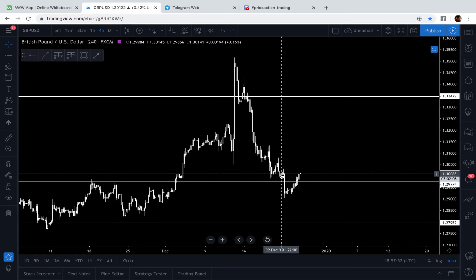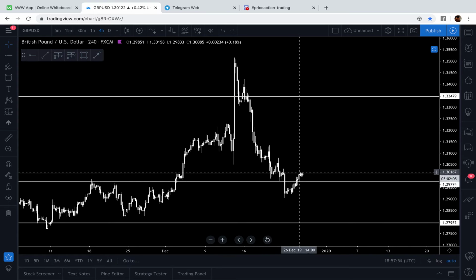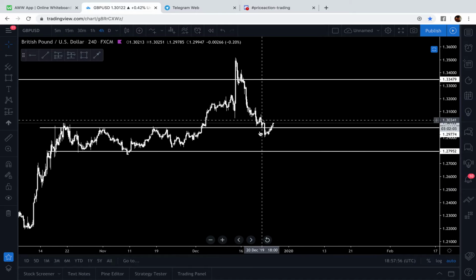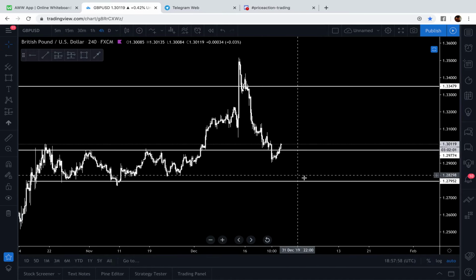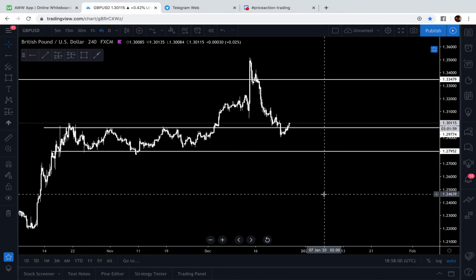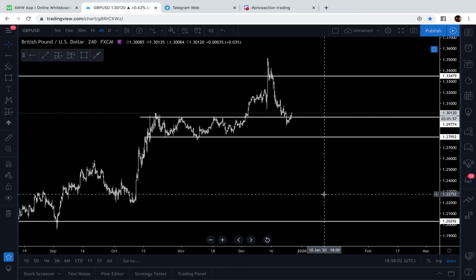Came right here, tried to bounce the support, broke below. Now it's working its way back above. I'm just going to leave it right there for now because that looks to be the clearest zone. And those are all my horizontal levels. That's all I really have on the chart.